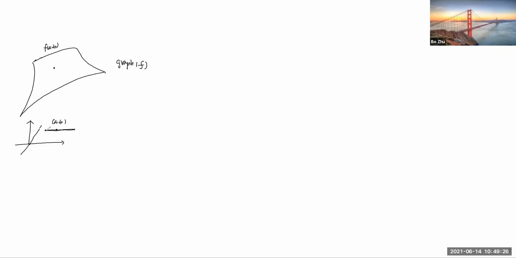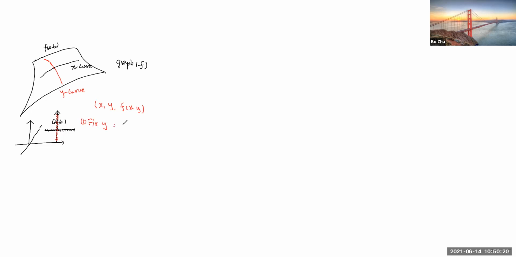For this segment, we call it the x curve. Then if we fix x, we get another curve. Let me change the color. This is another curve; we call it the y curve. We can write the graph in this form: (x, y, f(x, y)). Let me first talk about when we fix y.